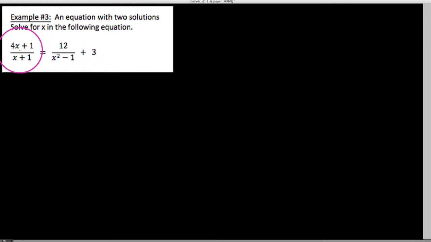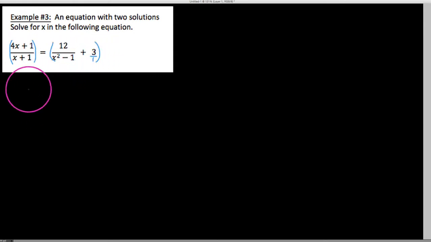We notice here that I have some fraction equals a fraction plus some constant. If we are going to solve this, then the first thing that I would attempt to do is multiply to get rid of the fractions on both sides. So what is the least common denominator that I can think of between a 1, an x squared minus 1, and an x plus 1?